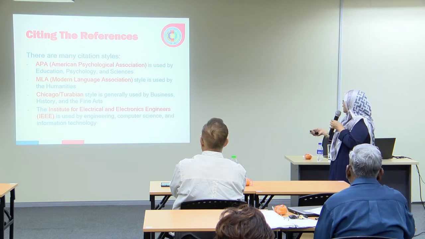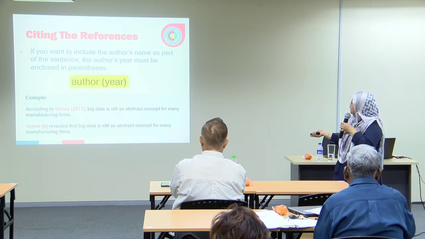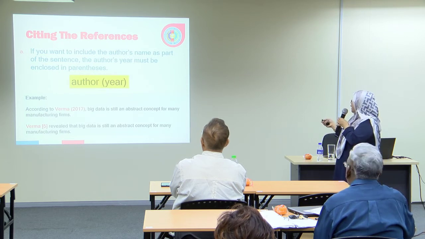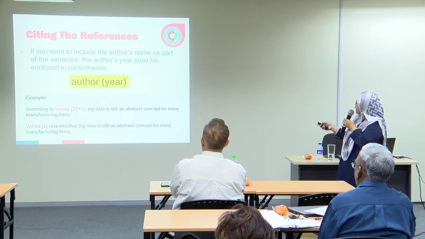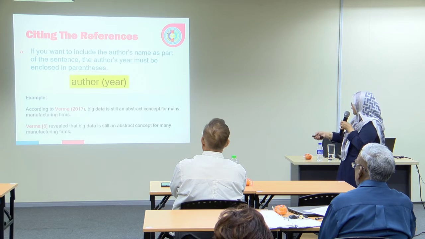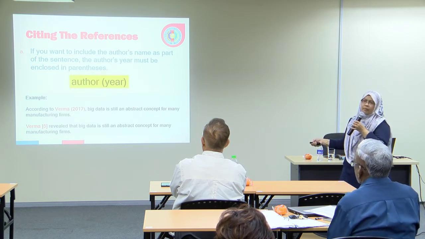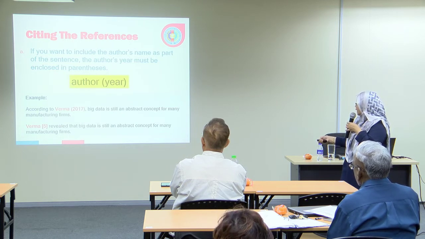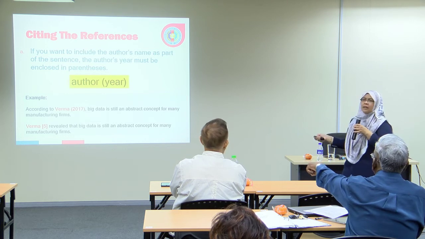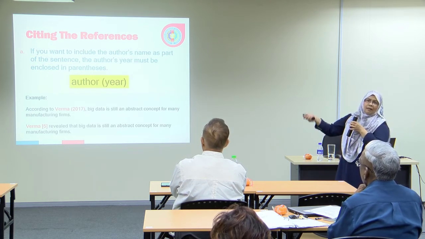Okay? Institute of Electrical and Electronics Engineers, IEEE. This is for computer science. Information technology, we can use IEEE. Okay, this one. In your research proposal and thesis, if you want to include the author name as part of the sentence, the author and year must be enclosed in parentheses. For example, author name, year. Okay, so according to Verma 2017, big data is still an abstract concept for many manufacturing firms. Verma [5] revealed that big data is still an abstract concept for many manufacturing firms. 5 ni is dia punya numbering dalam references. Okay, ini cara.